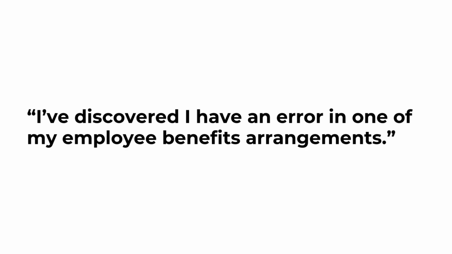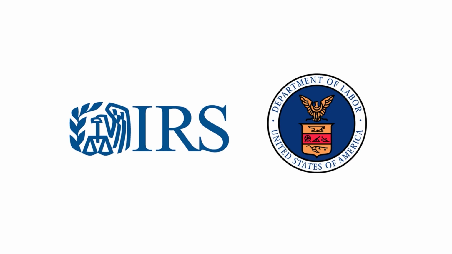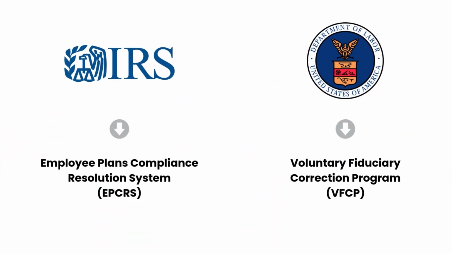Let's talk about a topic most people don't want to address, and that is: I've discovered I have an error in one of my employee benefits arrangements. What do I do? Well, first, don't panic. The Internal Revenue Service and the U.S. Department of Labor understand that the administration and operation of employee benefits plans is incredibly complex. So they sponsor certain arrangements whereby employers can go to them voluntarily and correct operational and administrative errors that occur within their plans. The IRS sponsors the Employee Plan Compliance Resolution System, and the Department of Labor sponsors a similar program. But the hallmarks of those programs are basically the same.